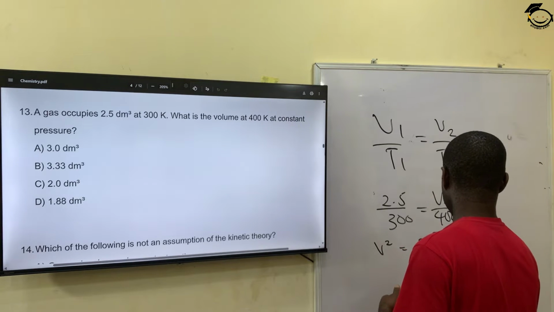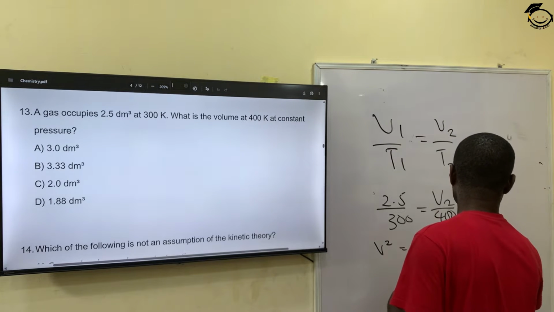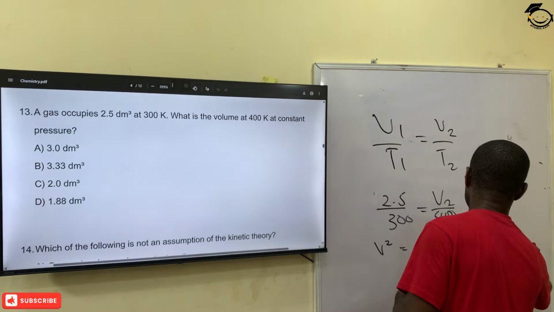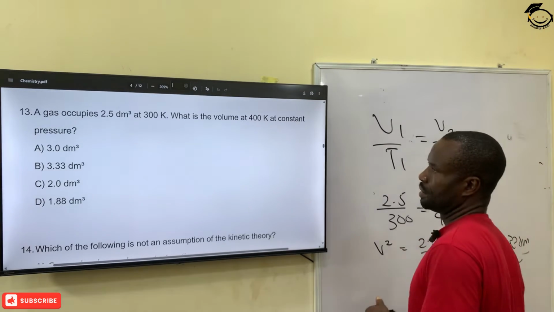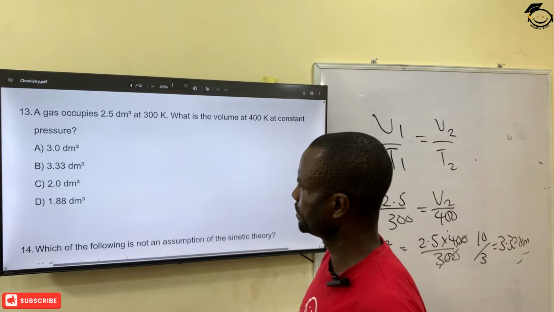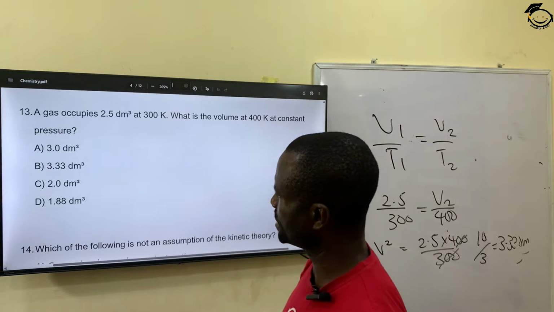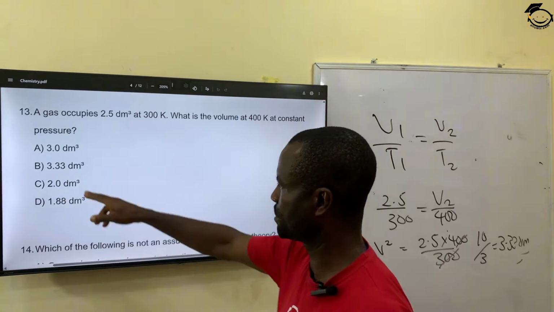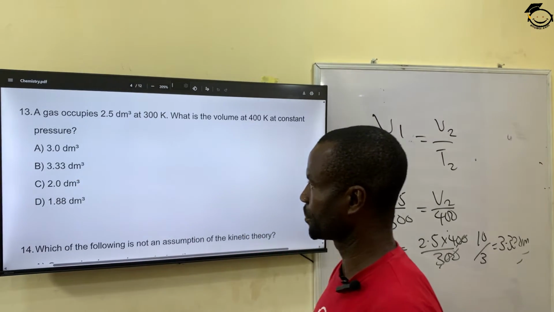All right, this cancels this. We have 4 times 2.5, which is 10 over 3. The answer is 3.33 dm³. All right, A, 3.0 dm³, B, 3.33 dm³. So the correct answer is B.